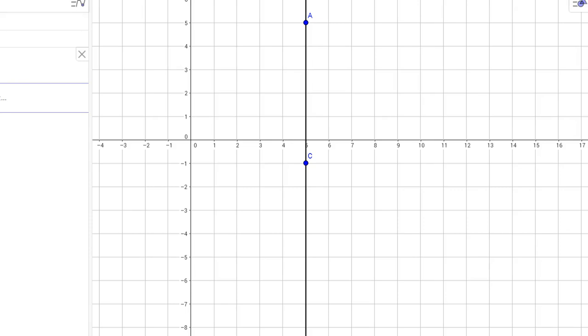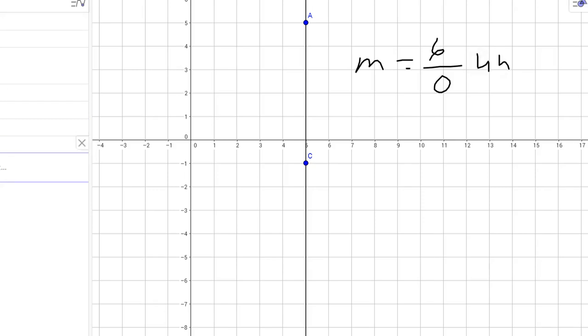point A and C now, I have my m is equal to rise. Then I will count 1, 2, 3, 4, 5, 6. I have 6. And my run is 0. As you can see, this is undefined. You cannot define it. Your calculator will give you a zero error.